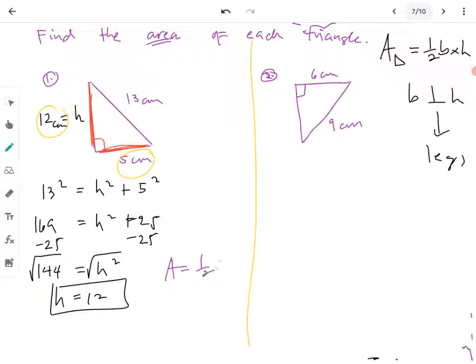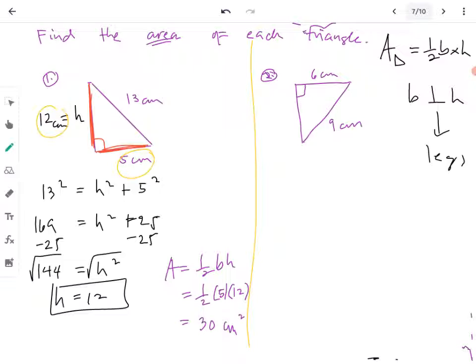So 1/2 base times height. So 1/2, what is the base? 5. What is the height? 12. So we have 30. 1/2 of 5 times 12 is 30. That is cm square because it's an area.